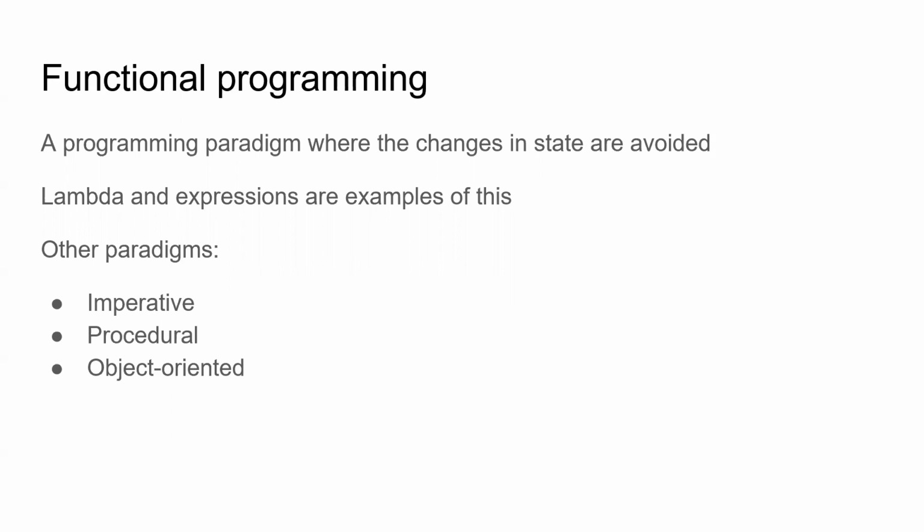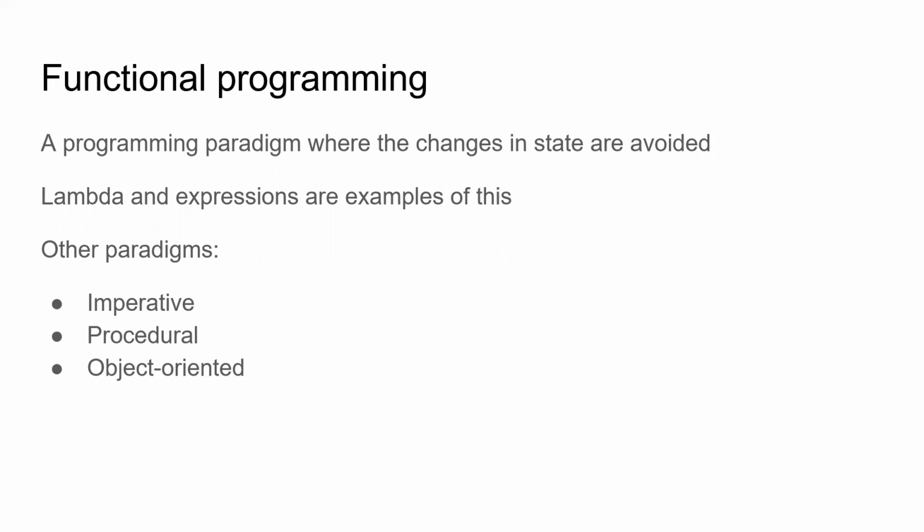So lambdas and lambda expressions and list comprehensions and things like that are examples of this, because we are creating something with a single expression instead of having, for example, a loop where we are having variables and things like that. There are other programming paradigms.